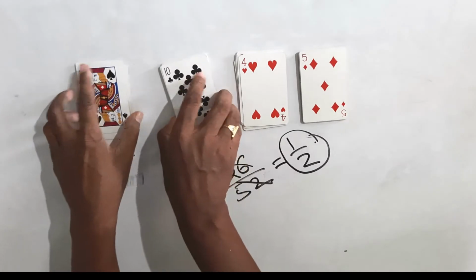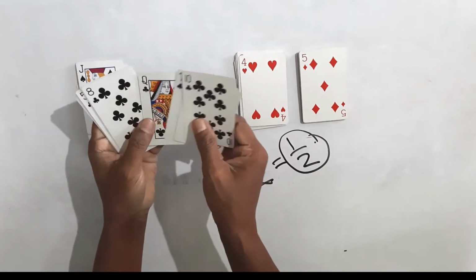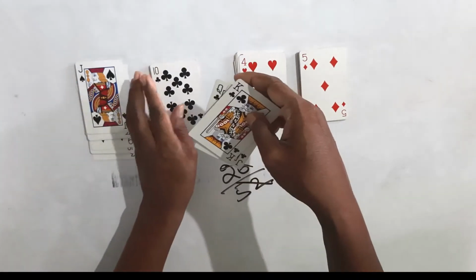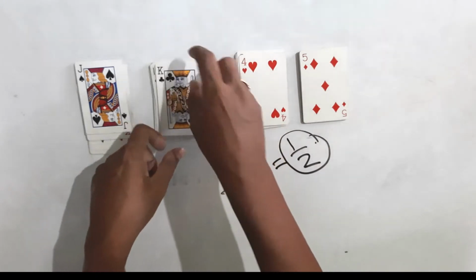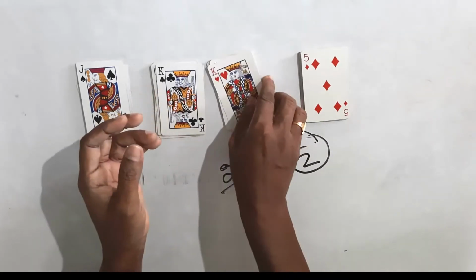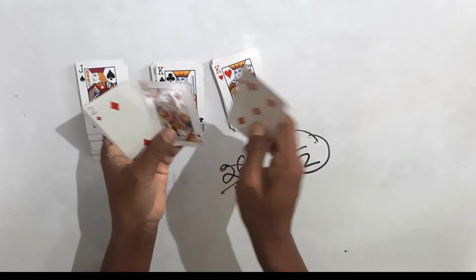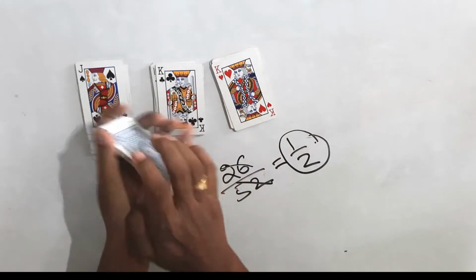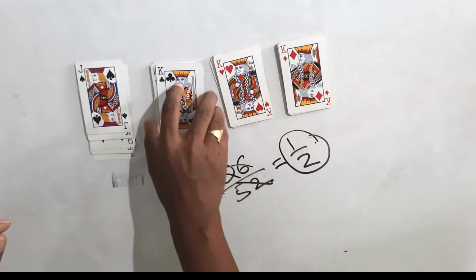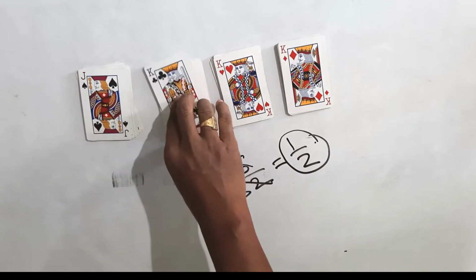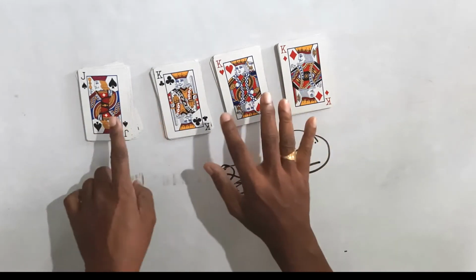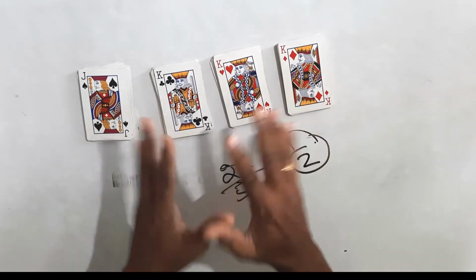Similarly, in club also there are 3 face cards, this one and this one. Similarly, in red and diamond also there are 3 face cards. Here in diamond there are 3 face cards, here in heart also 3, club also 3, and in spade also 3 face cards. So how many face cards are there in total? The total is 3, 3, 3, 3, that is 12. So 12 face cards are there.